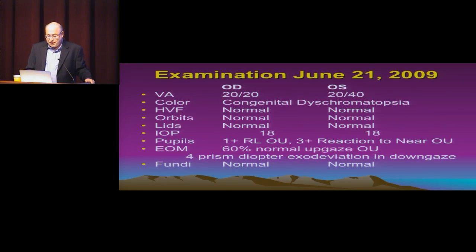So I saw him neuro-ophthalmologically. He had normal afferent function, except for congenital dyschromatopsia. His pupils were sluggish, 1+ reactive to light, but a much better reaction to near. He only had 60% of normal up gaze, and he had an exodeviation in down gaze. Fundoscopic exam was normal. So here's his video.